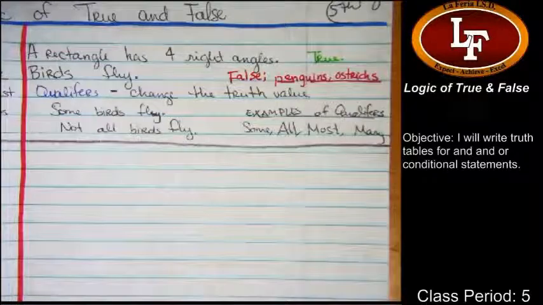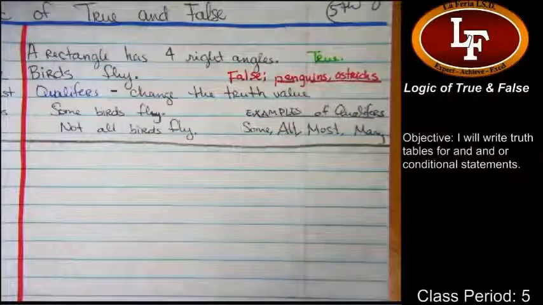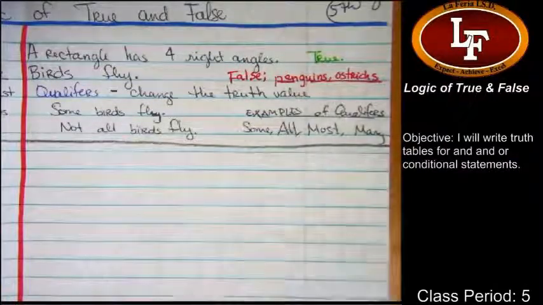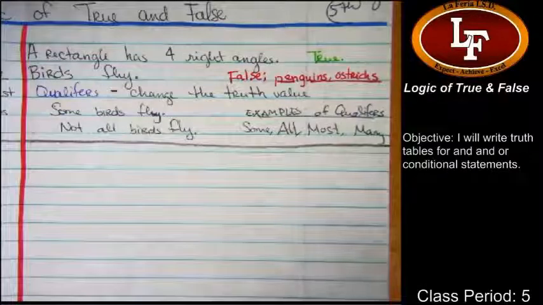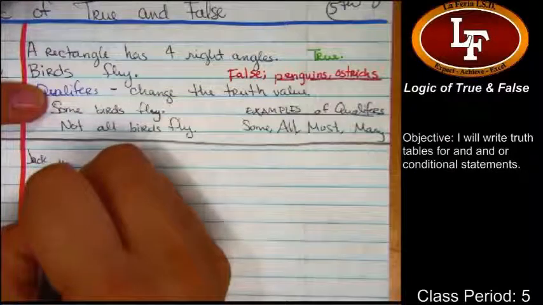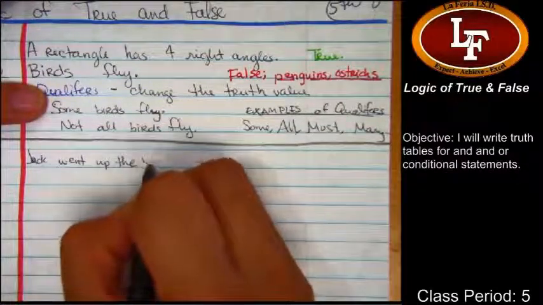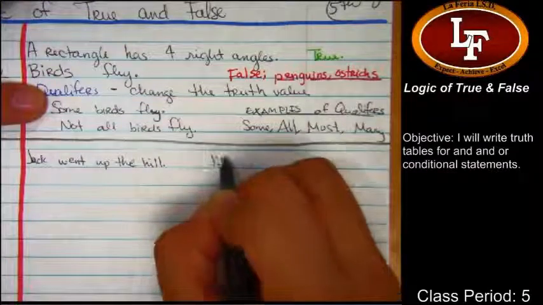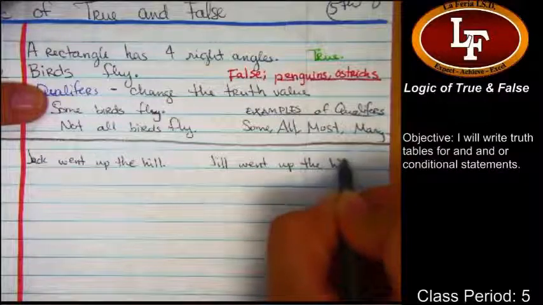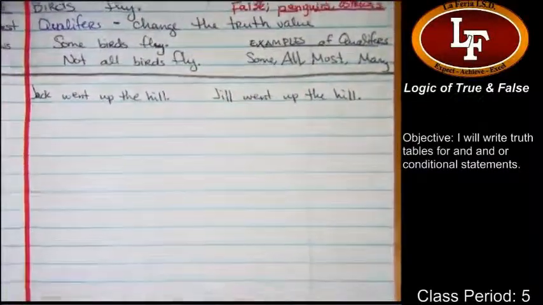But I want to look at that first sentence. Jack and Jill went up the hill. I can rewrite that into two sentences without the "and." Jack went up the hill. Jill went up the hill. I'm just going to jot that down so we don't lose track. All right, so we have two different statements now.